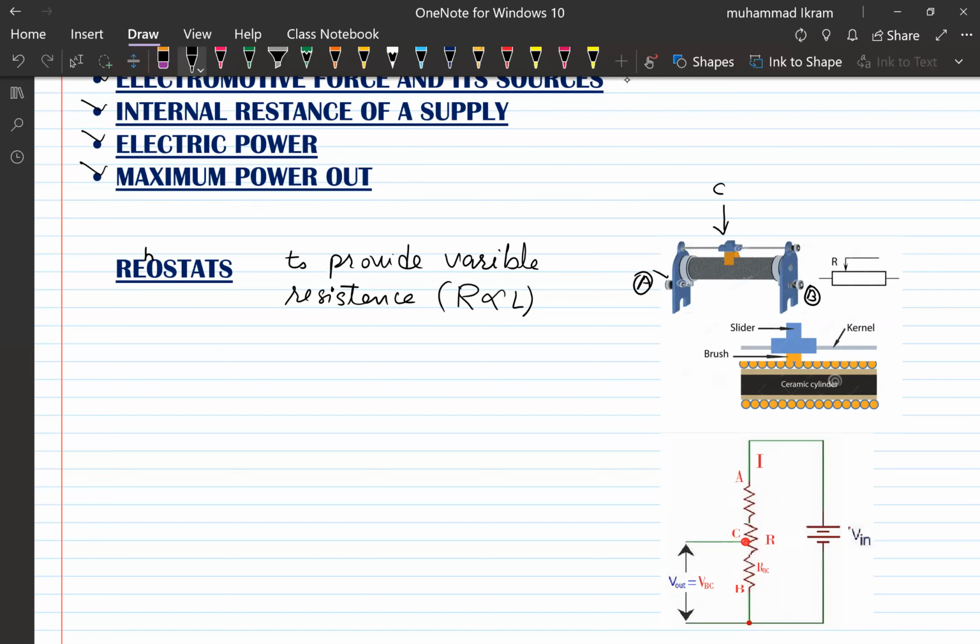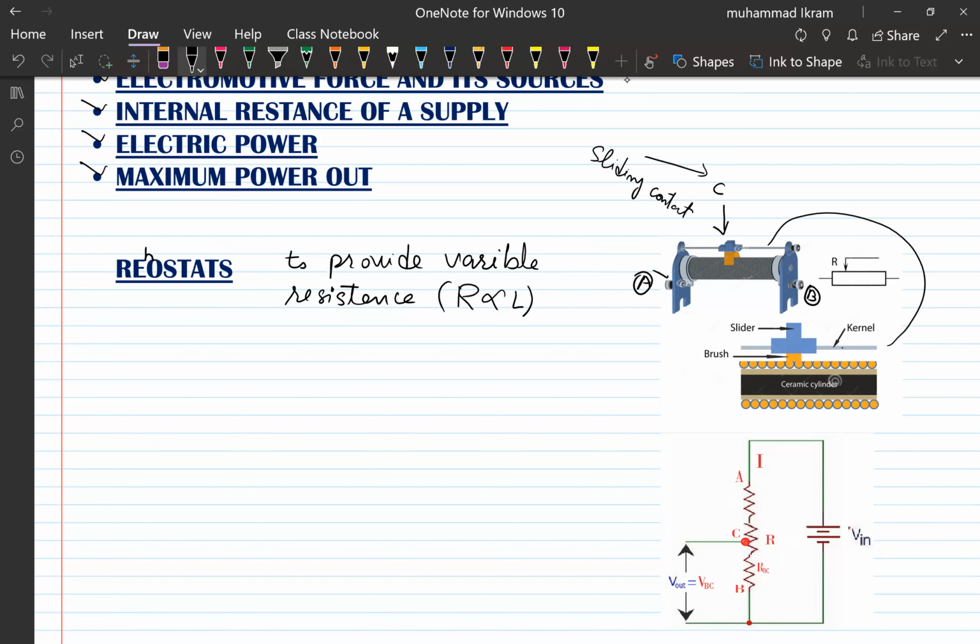If you look at the various parts of the rheostat, this is called the kernel part. This is the slider, or the sliding contact C, and then there are the brushes.